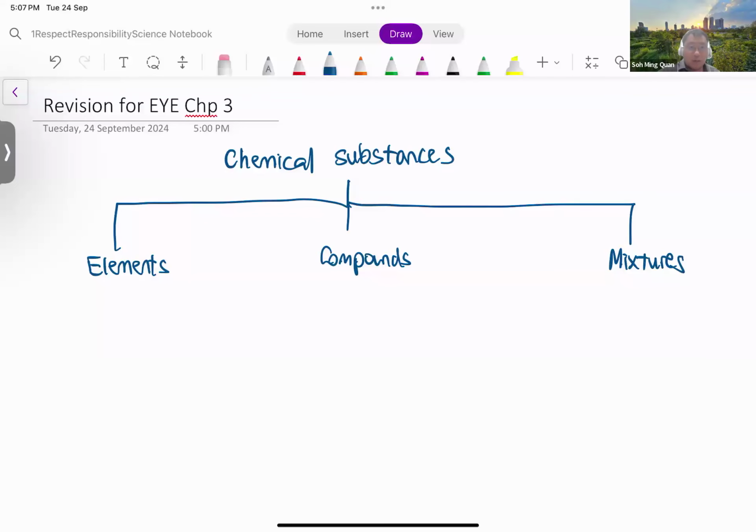Okay, so hello, we are here to revise for the end of year exam for Sec 1. So this is chapter 3. Chapter 3 has two parts actually. The first part is about elements, compounds, and mixtures. So I think let's tackle the first part. What are elements, compounds, and mixtures?